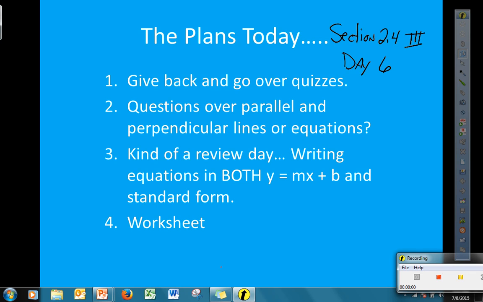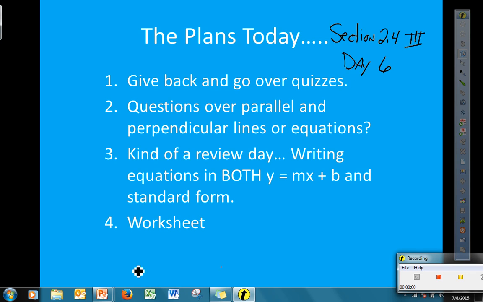Well, hello everybody. What I need to cover with you today is section 2-4, day 3. Really today, guys, is just a review day of writing equations of lines in slope-intercept form and standard form. So here's what you technically missed.